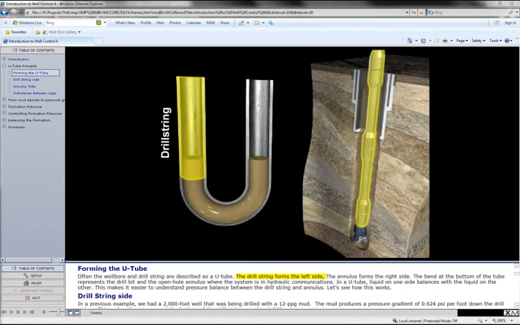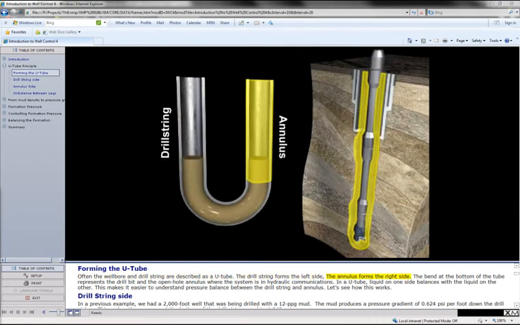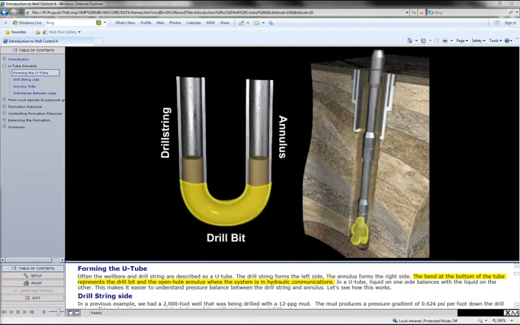The drill string forms the left side, the annulus forms the right side. The bend at the bottom of the tube represents the drill bit, and the open hole annulus where the system is in hydraulic communication. In a U-tube, liquid on one side balances with the liquid on the other. This makes it easier to understand pressure balance between the drill string and annulus. Let's see how this works.